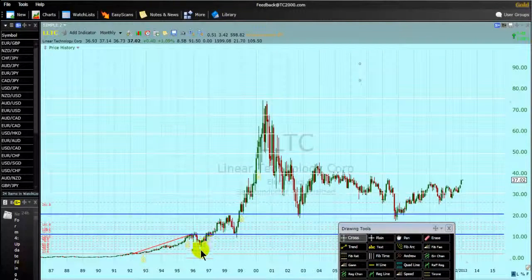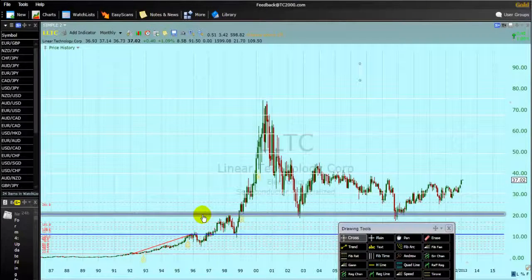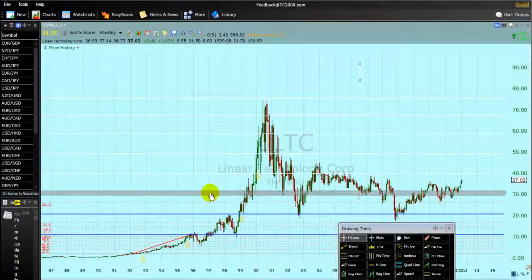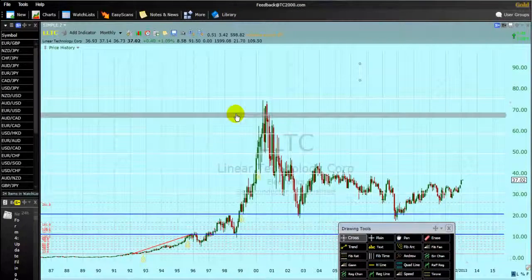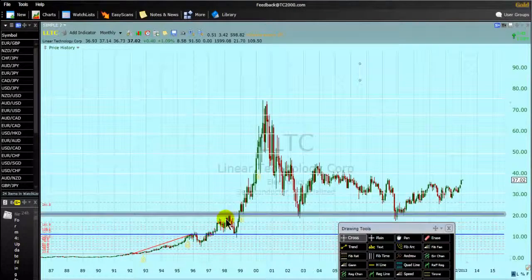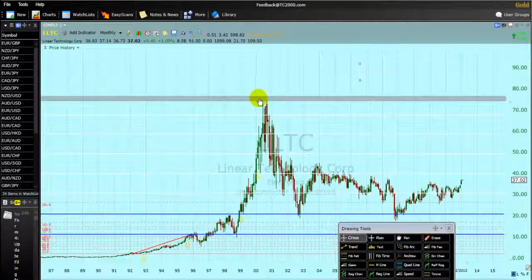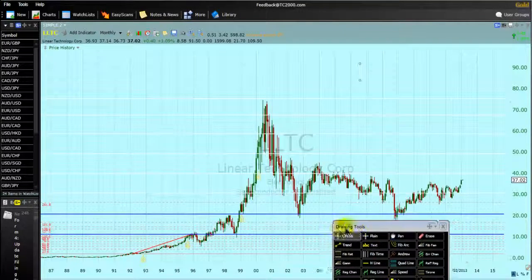So I want to count my projection. This is the 200% projection because this is 100%. The move from here to here is 100% of the first wave. So 200%, 300%, 400%, 500%, 600%, 700%, 800%. We have 800%, the Fibonacci projection zone. That's where it ended. All right, that's a bit too much.